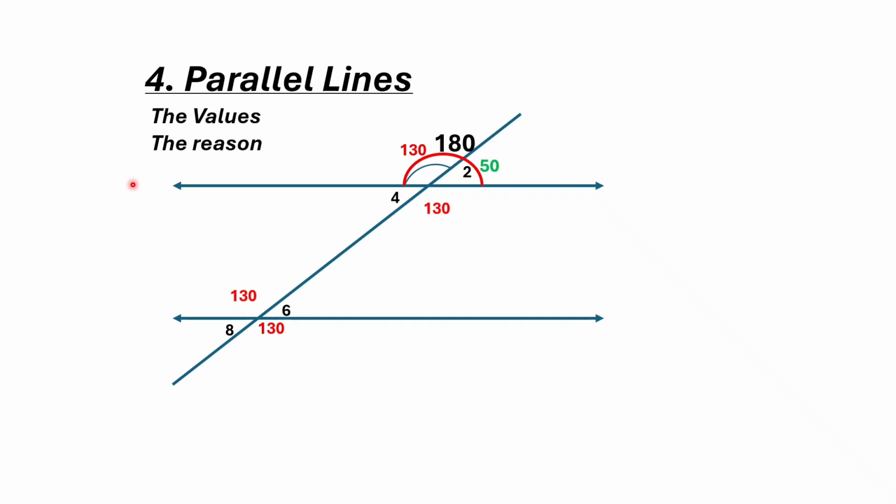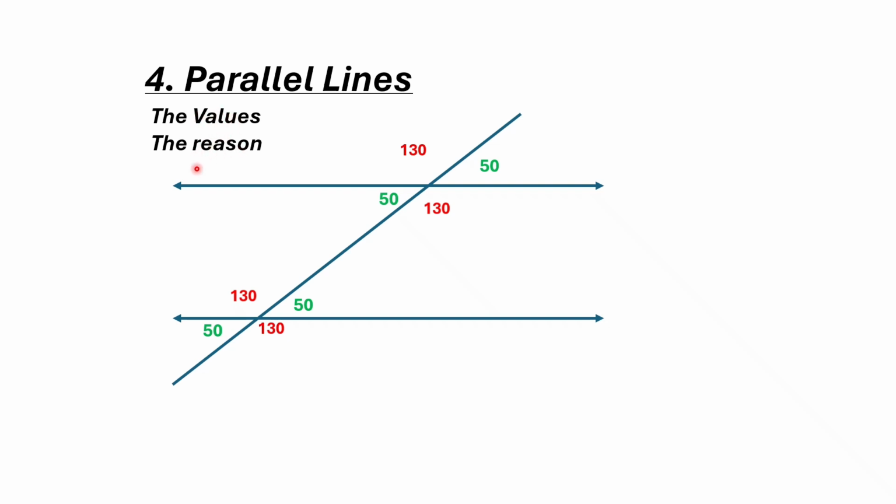So 180 minus 130 is 50, and 4 is also going to equal 50, and then these are also going to equal 50. So all 8 angles share just 2 values. It's either 130 or 50. Common sense will help you a lot in this. Sometimes the students see a very small angle like this and they say it's 130. This is obviously incorrect.